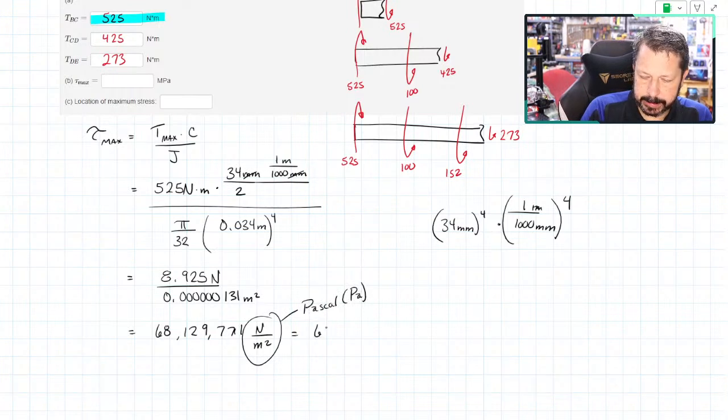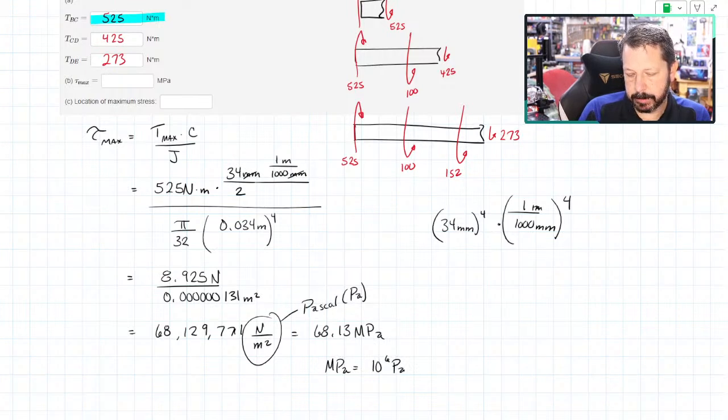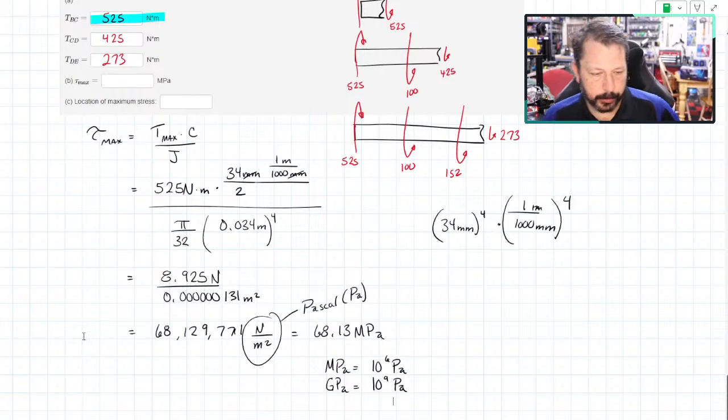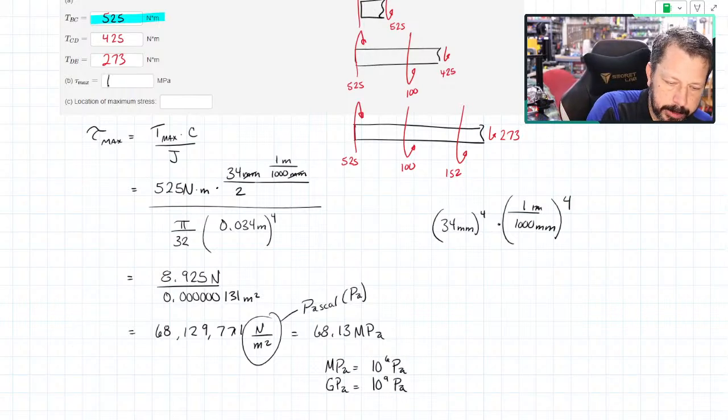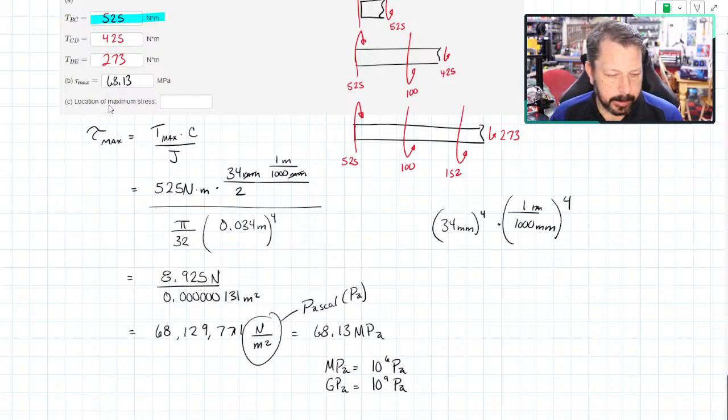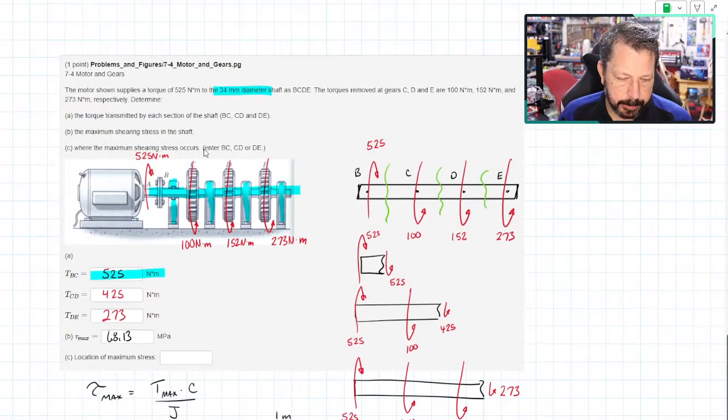So this is 68.13 megapascals, million pascals. So megapascal is 10 to the 6 pascals. Gigapascal, which you run across sometimes, is 10 to the 9th pascals. So 68.13 would be our number here, hopefully. And then the location, where's the maximum stress, that was BC.